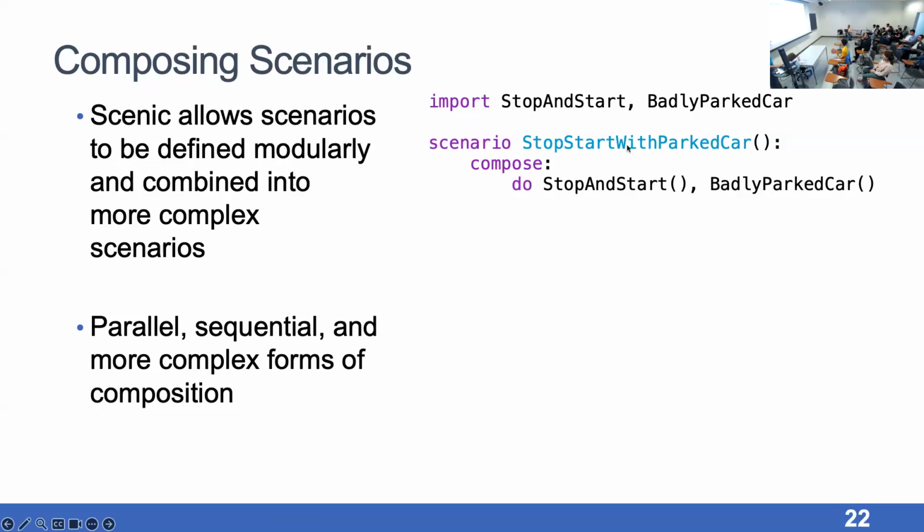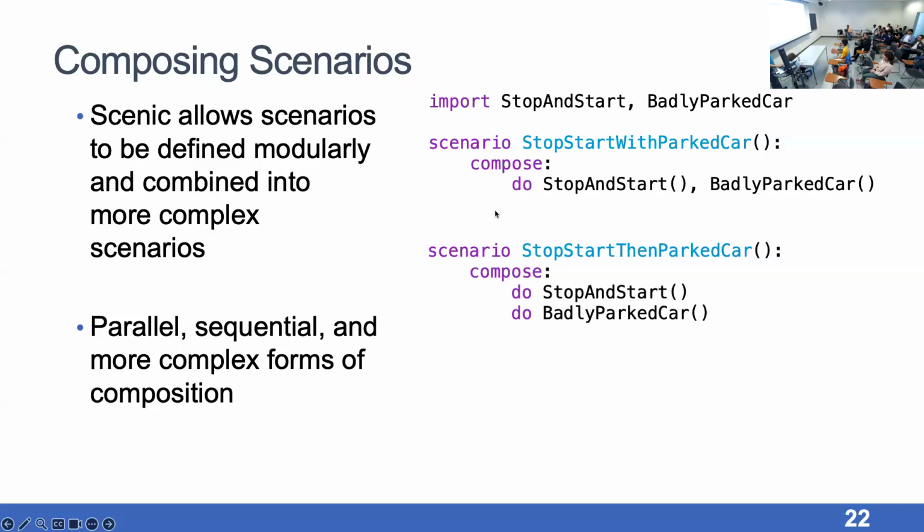So here I'm creating a scenario called stop start with parked car. What it does is run two other scenarios that I imported from somewhere, stop and start and badly parked car, in parallel. So it'll create all the objects for both of those scenarios and they'll run at the same time.